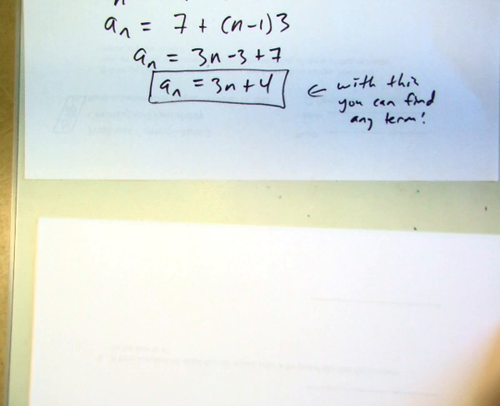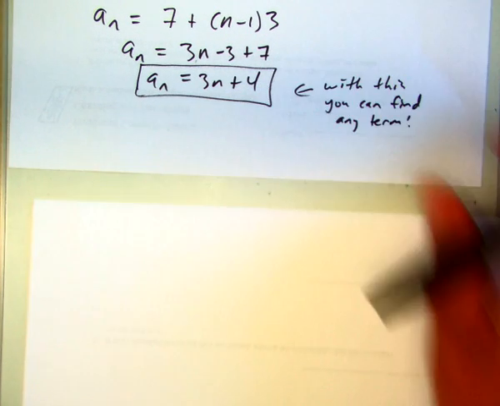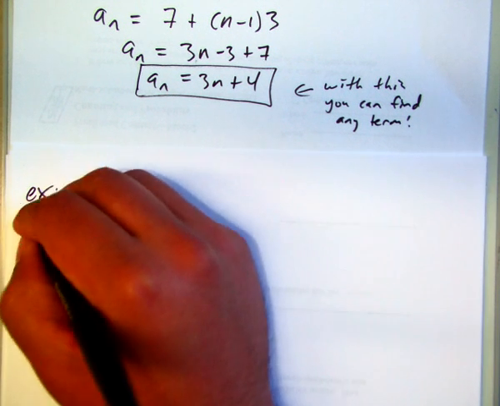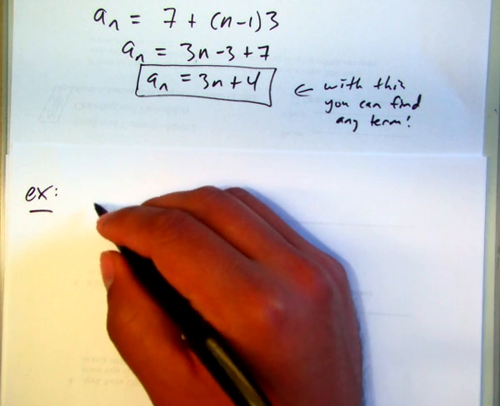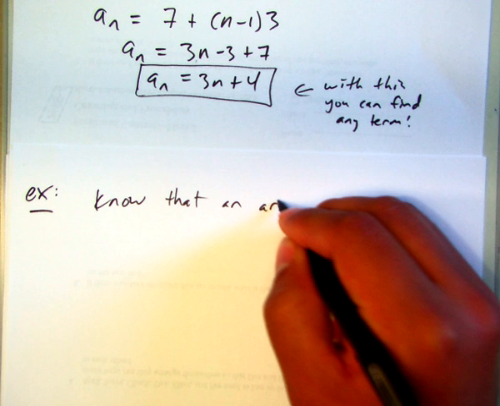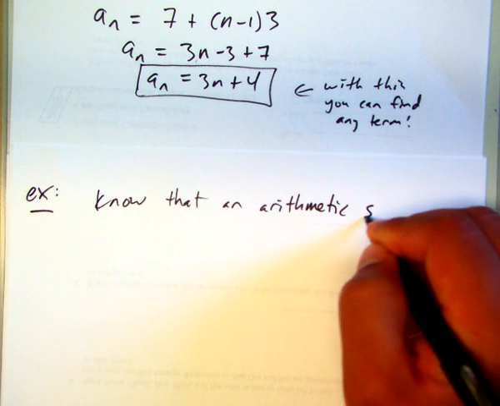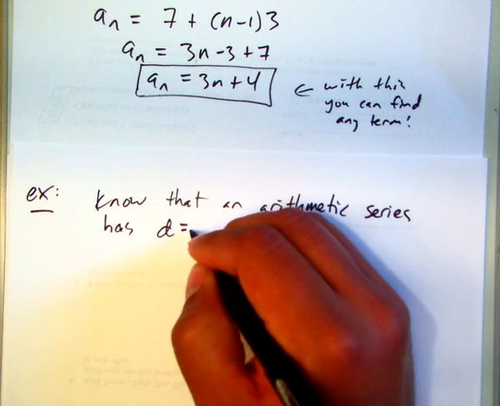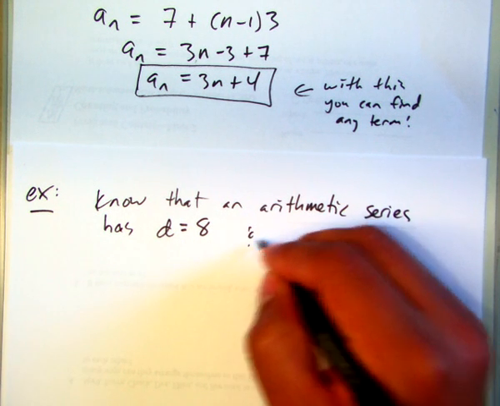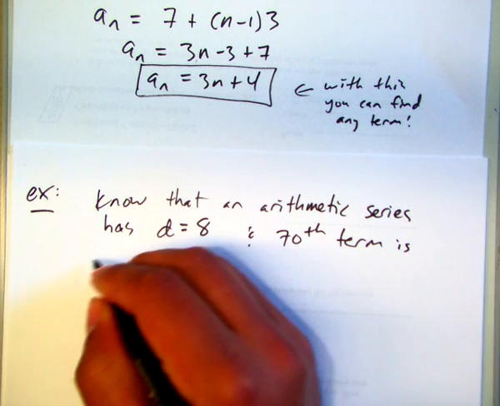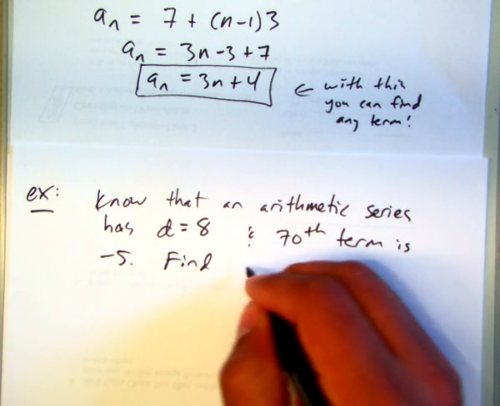Let's try another quick example. Let's say we know that an arithmetic series has a difference equal to 8, and the 70th term is negative 5. Find the 20th term.